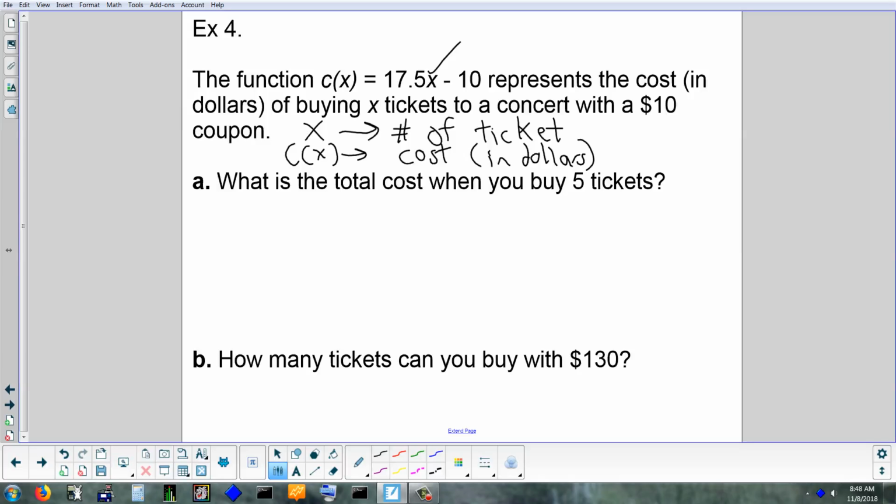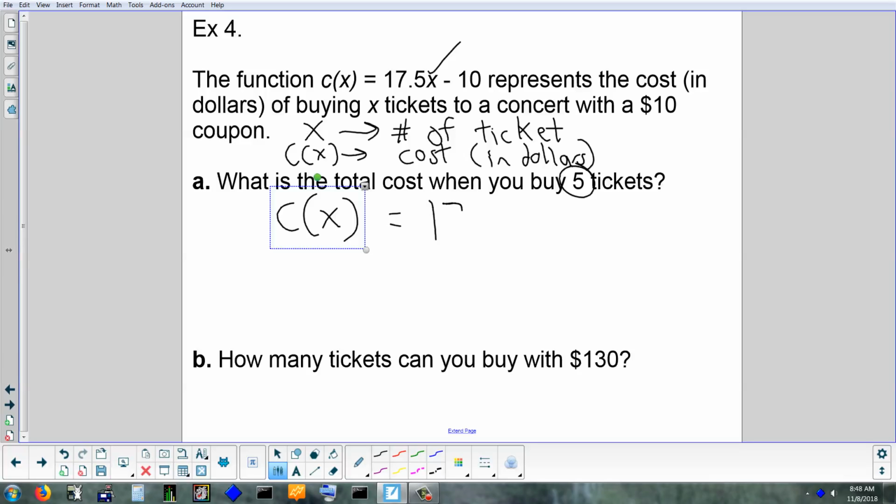So let's set this up now. Now it's telling us we're buying 5 tickets. Can anybody tell me how I'm going to set that problem up? I'll give you a hint. You're going to start with C of x. Again, this is a package deal. It's not giving us the x to plug in here. You could, but I think it's going to screw you up. So start with C of x equals, what am I going to write now?